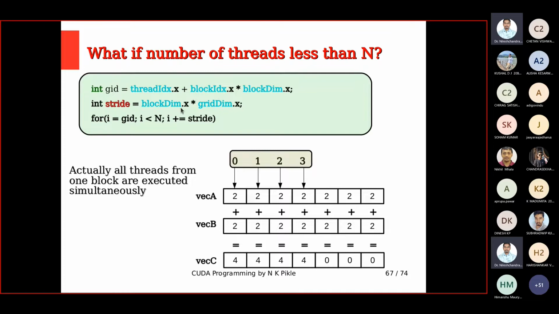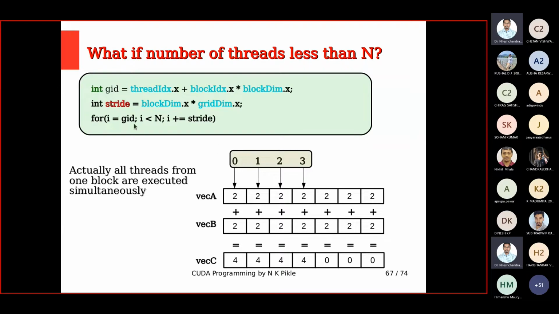Block dim.x means block size, and grid dim.x means total number of blocks. So the total number of threads we can calculate using block dim.x multiplied by grid dim.x. That is, number of blocks multiplied by the size of each block, or number of threads per block. So you'll get that stride.